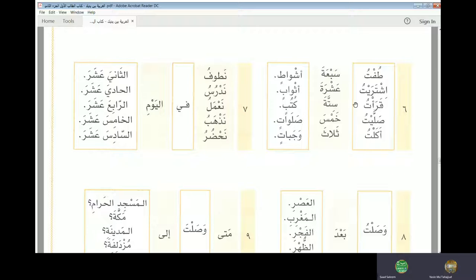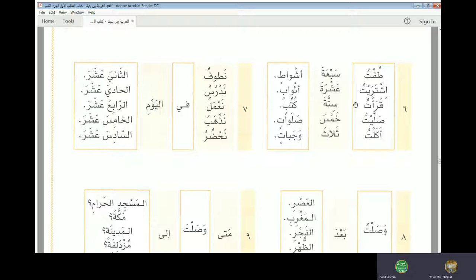Natufu. Okay. Natufu fi yawm thani ashar. Sania ashara? Okay. We do tawaf on the 12th day. On the 12th day. Okay, yes.